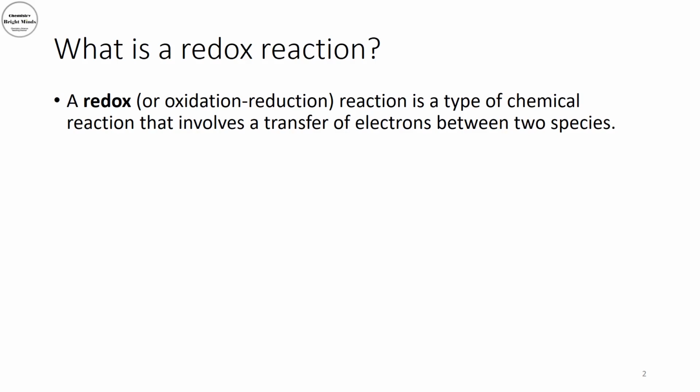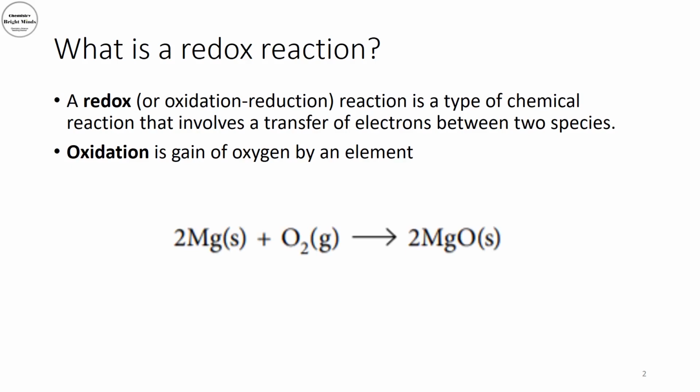So if my reaction involves the presence of oxygen, this means part of my reaction is an oxidation. The oxidation is actually the gaining of oxygen. If I look at this reaction, you can see that magnesium reacted with oxygen and gained oxygen to form magnesium oxide. So magnesium in that case has been oxidized due to the gaining of oxygen.